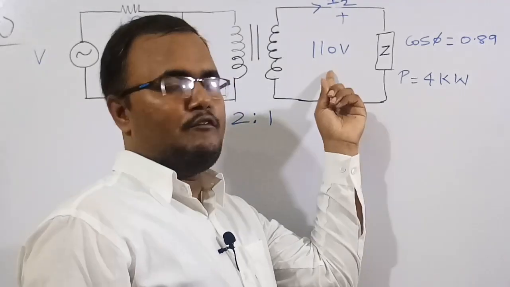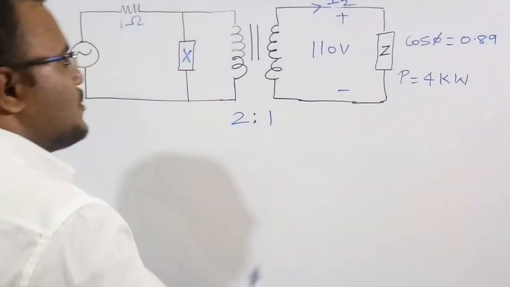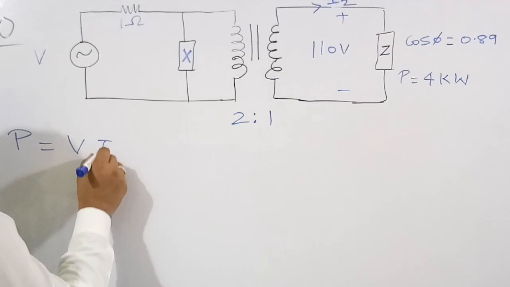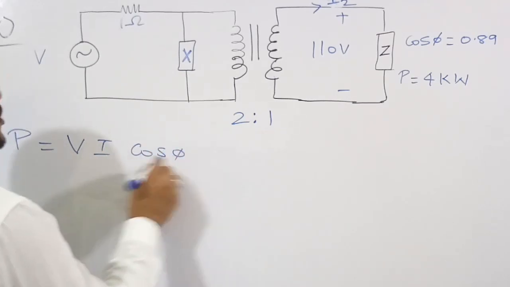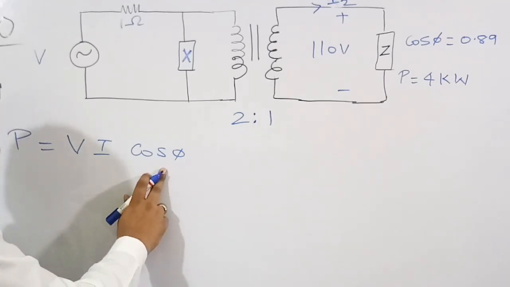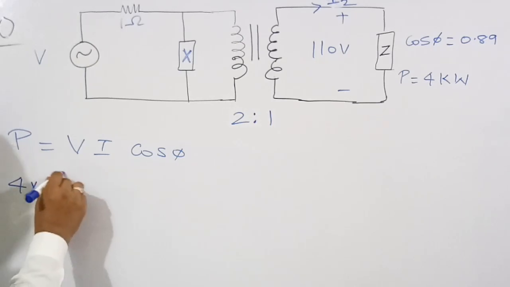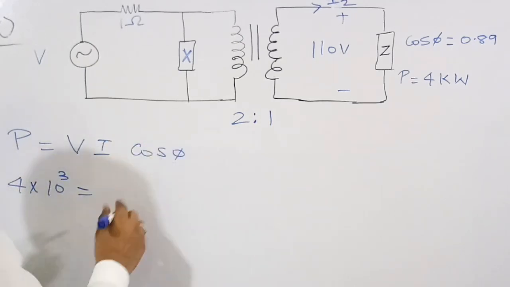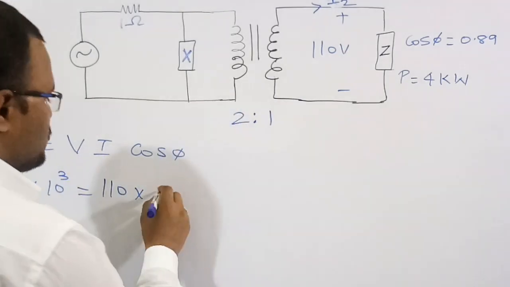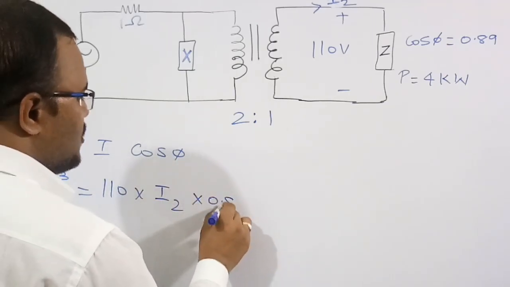The voltage is 110 volt, the current we need to find, and everything else we know. So the power drawn by this load is P is equal to V into I into cos phi, where V is the voltage across the load, I is the current through the load, and cos phi is the power factor of the load. The power of the load is 4 kilowatt, so 4 into 10 to the power of 3. The voltage across the load is 110 volt, the current through the load is I2, which we need to figure out, and the power factor of the load is 0.89.